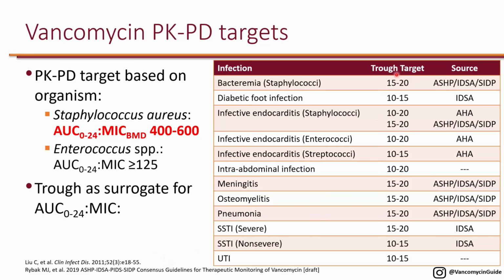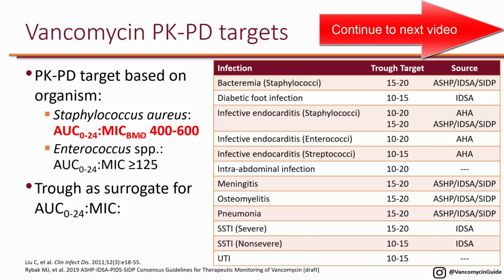But it's important for you to know that there are a lot of guidelines out there, specifically older guidelines, that are targeting troughs. And most hospitals in the US are actually following these targets. So you need to know all these targets because any hospital that you go to may be targeting these numbers, so you should be familiar with them. In the future, it's likely that hospitals will slowly start to transition to targeting an AUC to MIC of 400 to 600 for Staphylococcus aureus specifically.